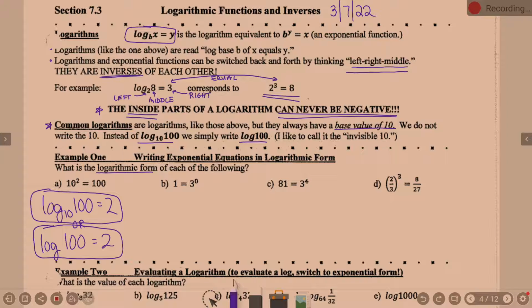Things to look for: the base of my exponent here was 10, yes? The base of my log is also 10. So that's one good connection to make there. And I know some people will say, oh, then my 2 and 100 just flip. Again, as long as you can make it make sense for your brain, that's what matters.